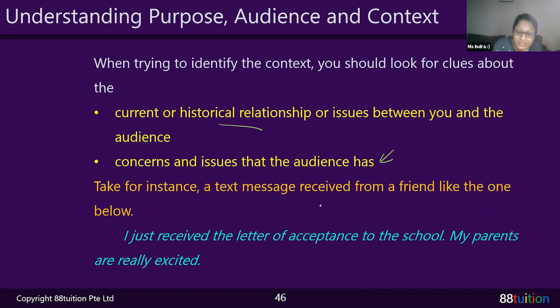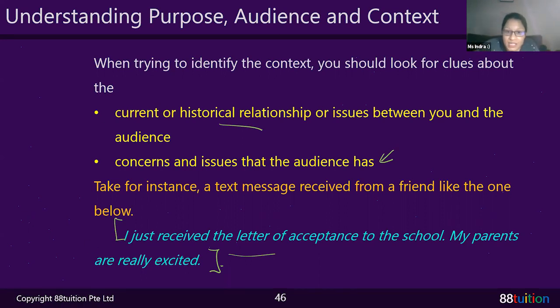Take for instance, this is a real situation that you may face. Now that you're doing your O levels, right? After your O levels, you get your results, and maybe both you and a friend get posted to different schools, right? So I just received a letter of acceptance to the school. My parents are really excited. So this is what your friend has written to you. For example, maybe one of your friends got posted to Anderson Serangoon Junior College or something like that, for example.